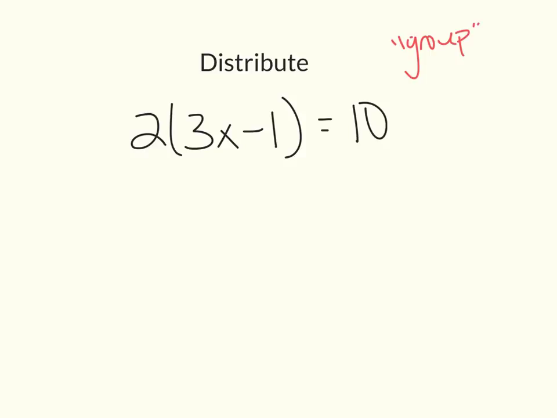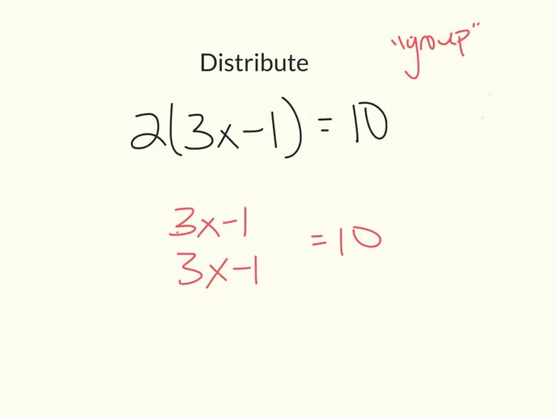You see, there's a lot of different types of parentheses. This one means grouping. So we read that out loud as group of. So this literally says 2 groups of 3x minus 1 equals 10. So I have 2 groups of 3x minus 1. What would that look like? Well, that would look like 3x minus 1 and another 3x minus 1, and they work together to make 10.